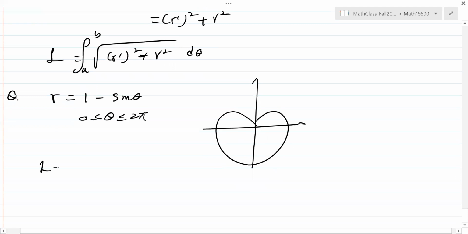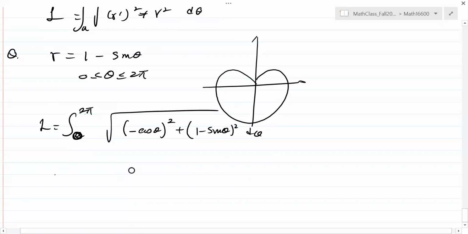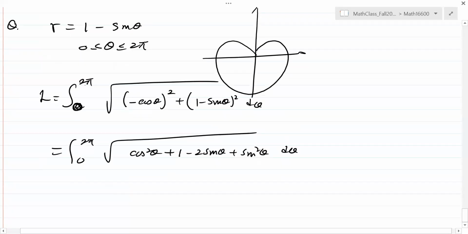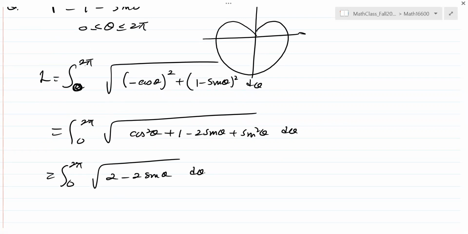All I have to do is the length, which is the integral from 0 to 2 pi of the square root of r prime squared plus r squared, d theta. r prime is negative cosine theta, and r is 1 minus sine theta. So I'm not sure we are able to evaluate this integral. It is going to be cosine squared theta plus 1 minus 2 sine theta plus sine squared theta, d theta. It's possible. Everything's possible. Don't give up. Cosine squared theta and sine squared theta combine to give 1, so 1 plus 1 is 2. I think we are able to evaluate this.